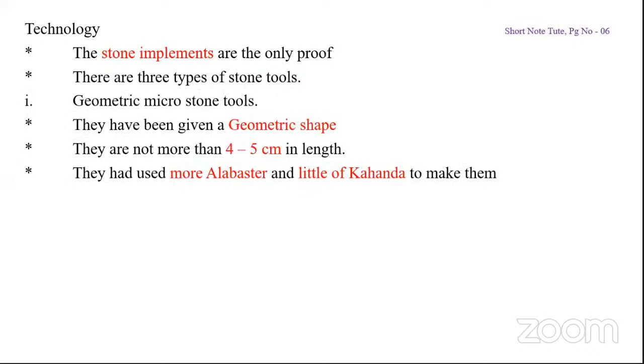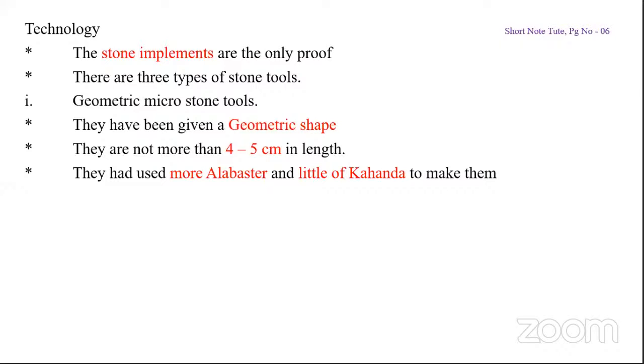Geometric micro stone tools. What do you mean by geometric micro? These stone tools were very small, like 4 to 5 centimeters in length, and they have been given a geometrical shape like a square, maybe a rectangle, maybe a triangle, maybe a kind of straight line. So some geometrical shape had been given to this tool.